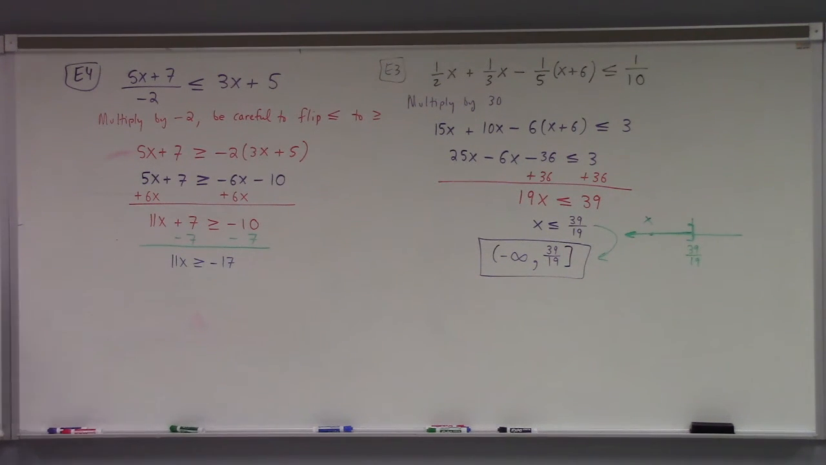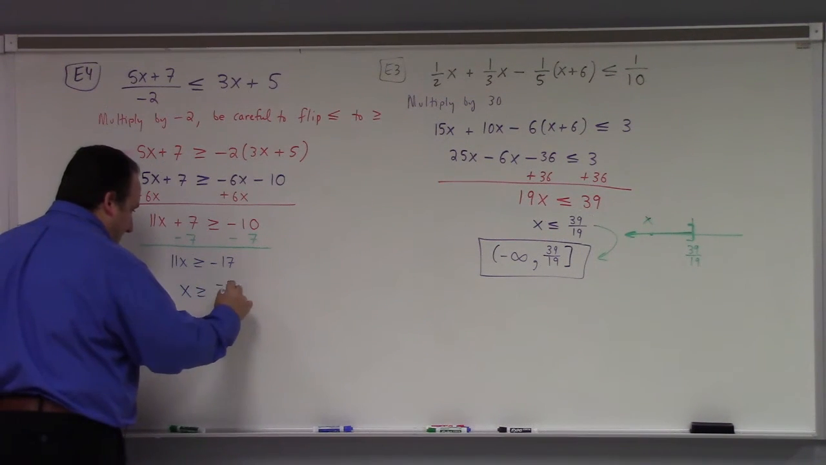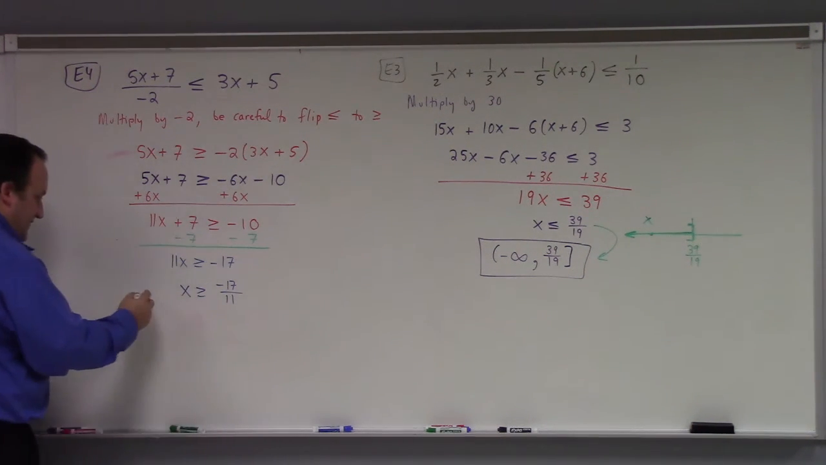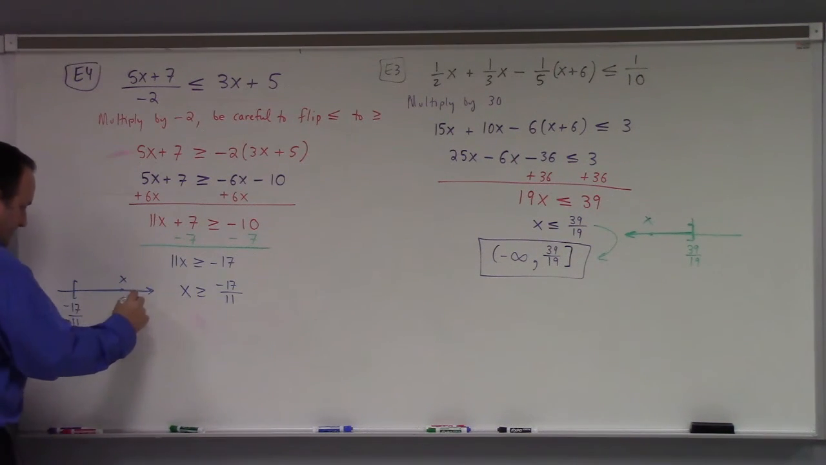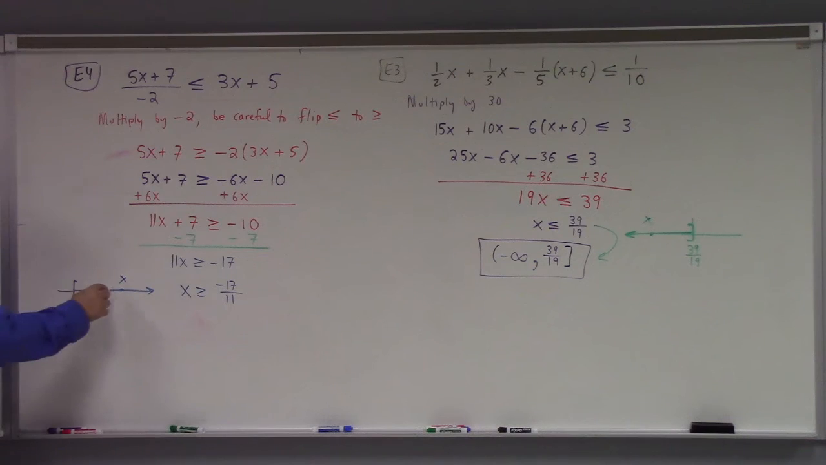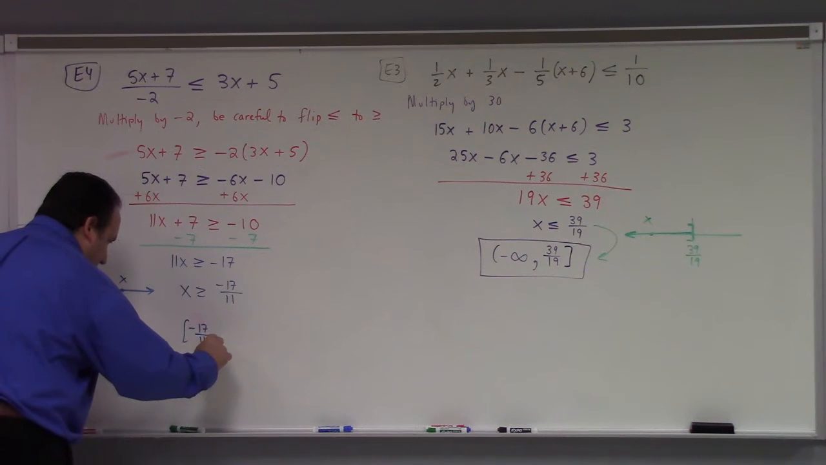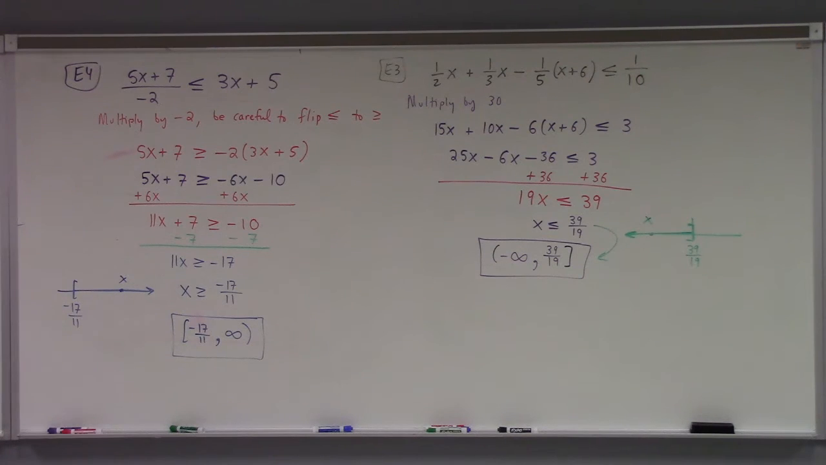Now divide by 11. Do we have to flip? No, we're dividing by a positive number, so that doesn't flip the inequality. And if you want, you can make a number line picture here. x is bigger than or equal to minus 17 over 11, so x is over here somewhere. The picture is something like this. What's the answer in interval notation? We have minus 17 over 11, comma, infinity. This is the solution in interval notation.